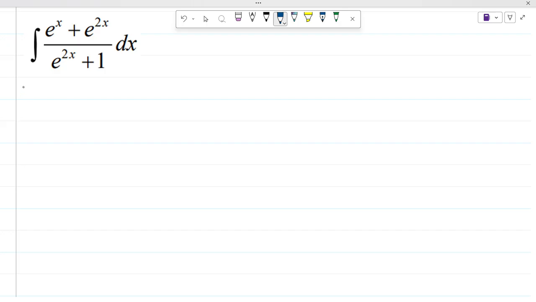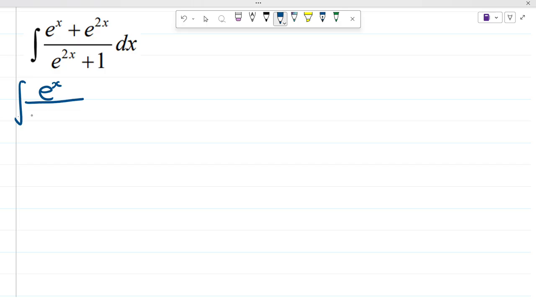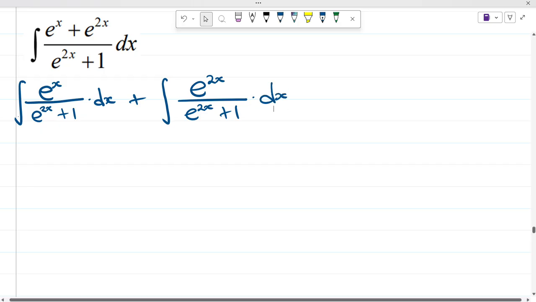So what we need to do first is to split before we could think of anything. So let's split. To split this, we'll end up having the integral of e to the power x divided by e to the power 2x plus 1 dx, plus the integral of e to the power 2x divided by e to the power 2x plus 1 dx.